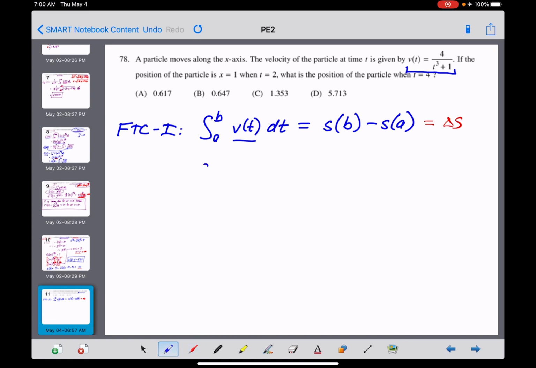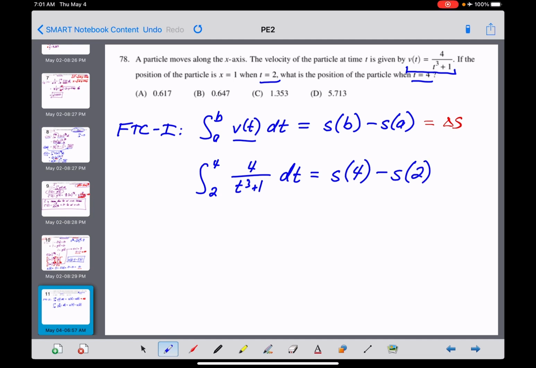So for us, we're going to set up an integral right here from, let's see, we've got t equals 2 and t equals 4. So those are our limits of integration. Our velocity function was given to us as 4 over t cubed plus 1, doing that integral with respect to t. That'll get us the position of the object at the upper limit of time, that would be 4, minus the position of the object at the beginning time, which is going to be 2.